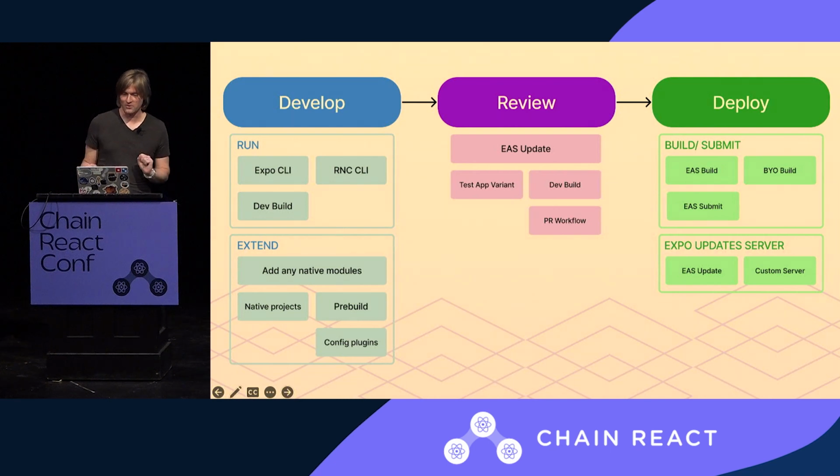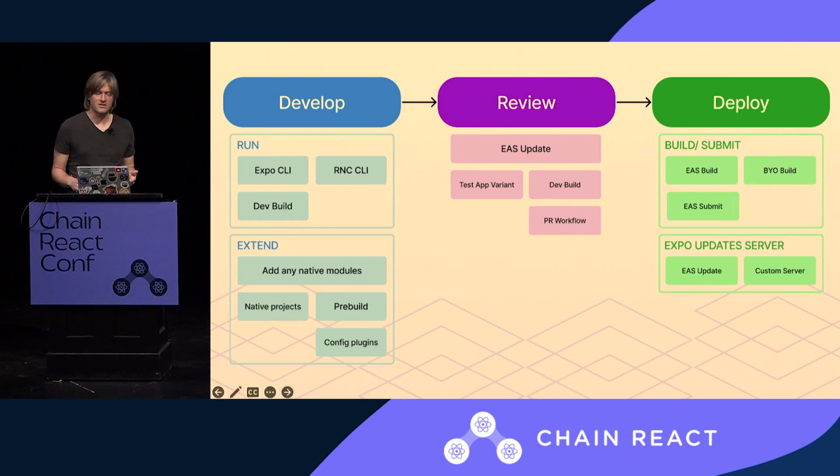So today it's one workflow with options. You can choose to use the Expo CLI or the React Native Community CLI, choose to adopt prebuild or manage your own native projects, choose to use development builds. Regardless of how you set up your development environment, you can use EAS Build in the cloud or EAS Build locally, or bring your own build pipeline. Regardless of your development environment or build system, you can use EAS Update as part of your review and deploy workflow, or not, it's your choice.